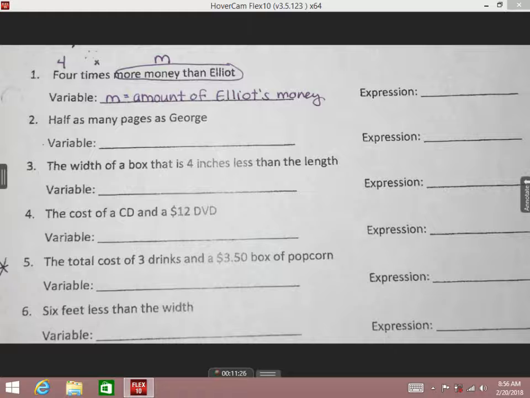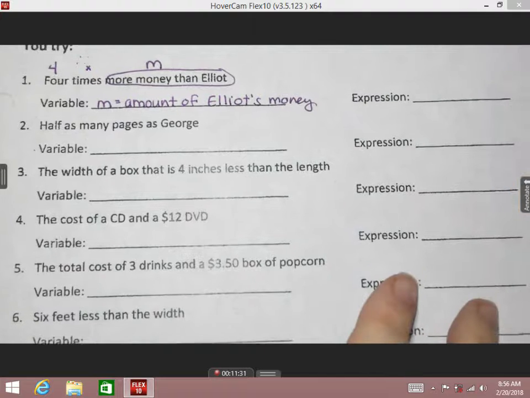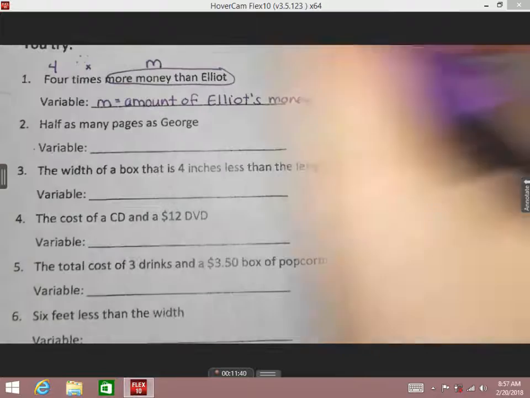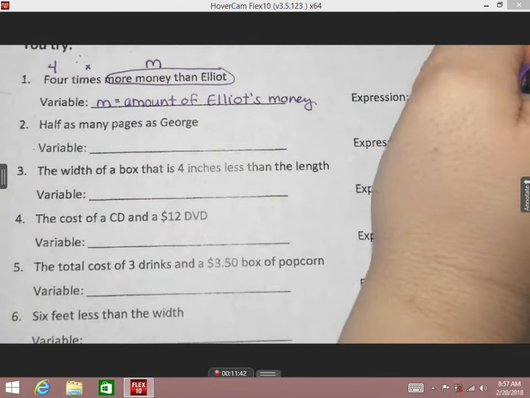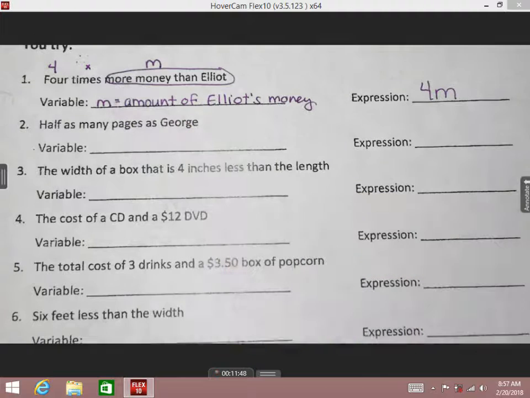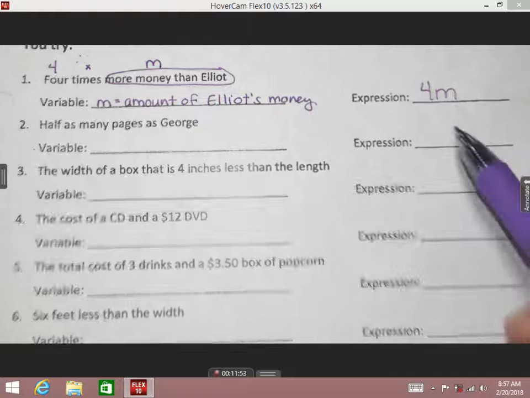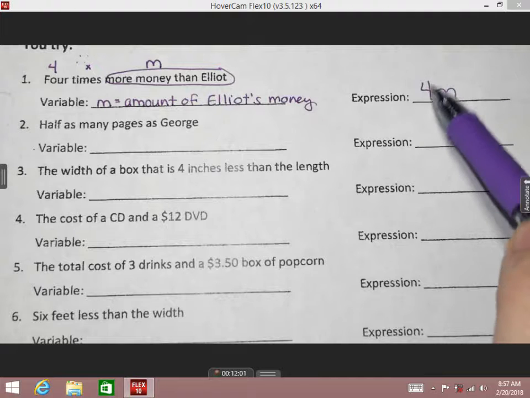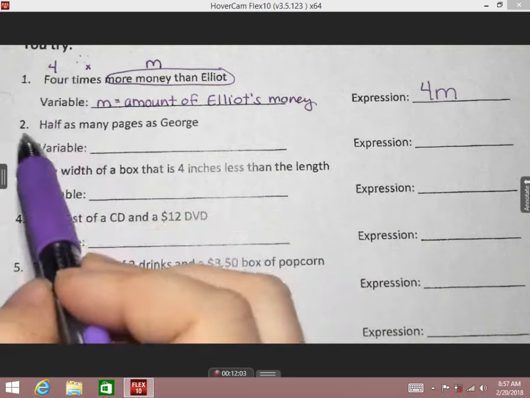Ideas? Look at that other side that we just did. Okay? 4 times M. Close. Kernan? 4M. All right? So you were very close. The only thing is, remember, do we have to use the multiplication symbol? No, if we put them right next to each other, we know that's multiplication. All right, what was my variable here? M. What was my coefficient? 4. It's the number in front. Okay? All right. Number 2.